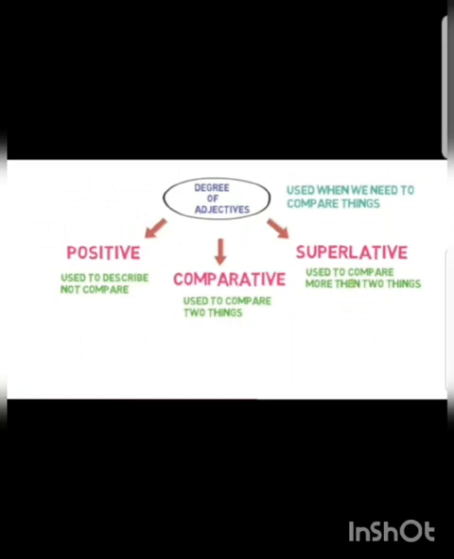Comparative and superlative degrees are used for comparison. Positive degree is not used to compare things. We use comparative degree when we have to compare two things, whereas superlative degree is used when we have to compare three or more than three things.